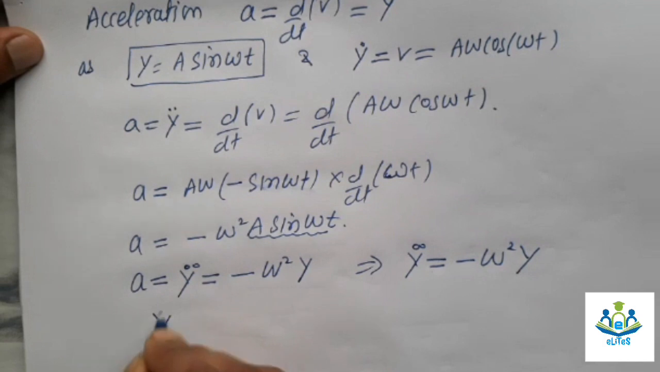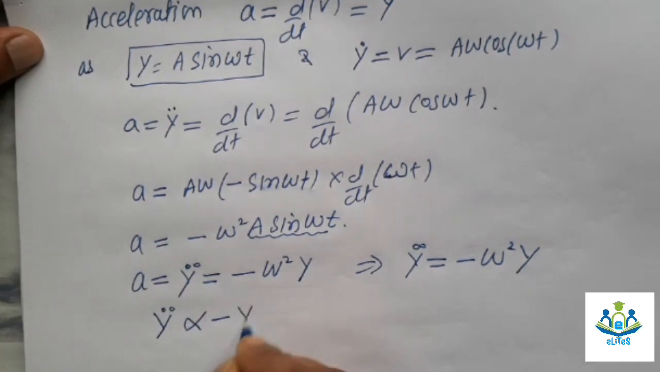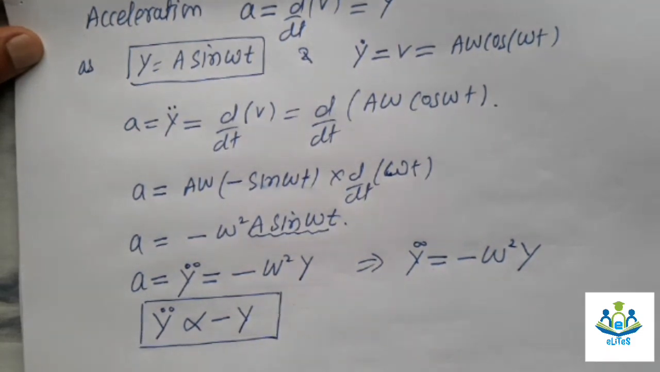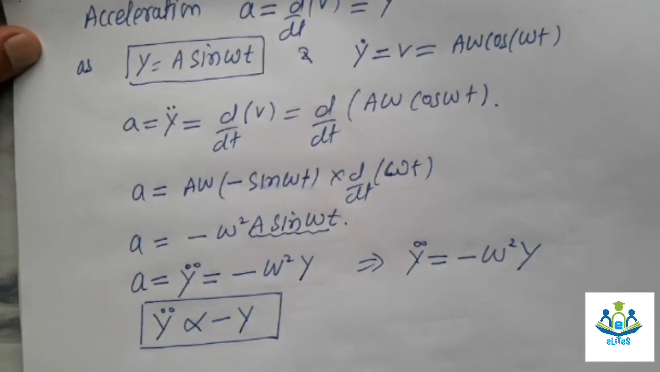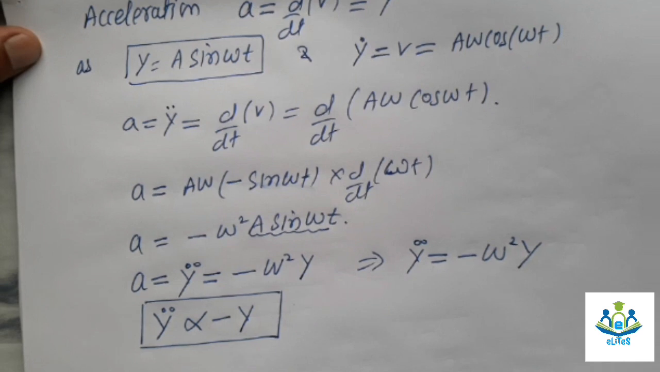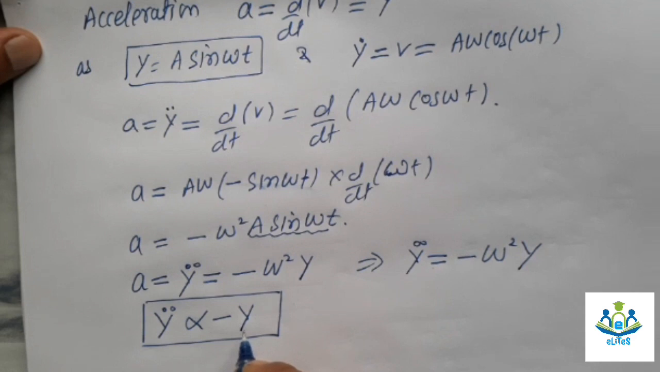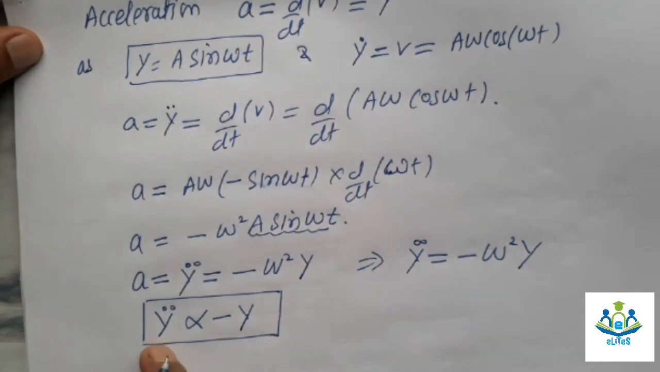So acceleration is minus omega square times y. So acceleration is proportional to displacement, negative times displacement. Here we can give the definition of simple harmonic motion. We can say that a particle is executing simple harmonic motion if it moves to and fro about the mean position such that its acceleration is proportional to y at any instance of time. But the direction of the acceleration and the displacement are opposite in direction. These are opposite in direction.